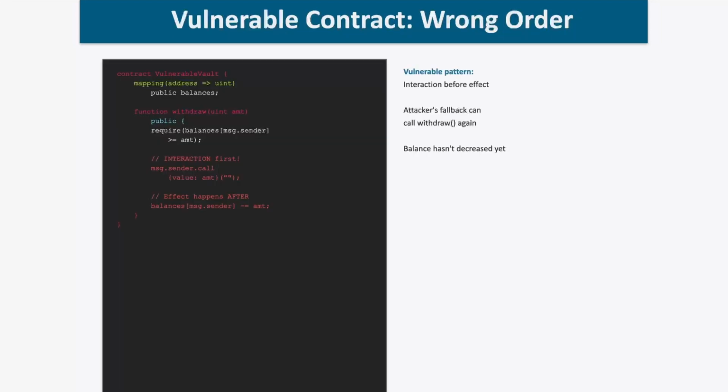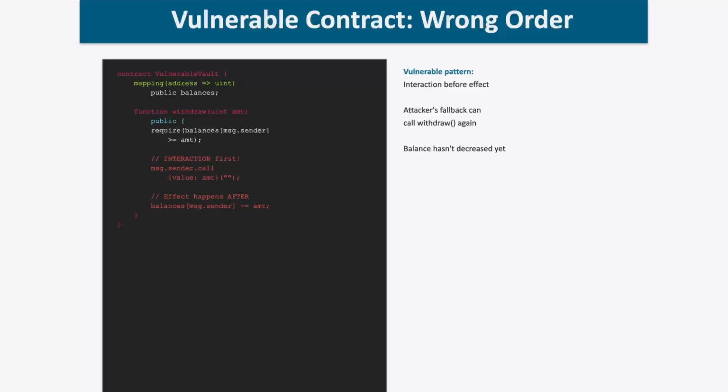Here is a vulnerable vault contract. Let me highlight the critical issue. This withdraw function checks the balance of the user, sends ETH to the caller, and reduces the balance. Notice the order. Steps 2 and 3 are in the wrong sequence. When message.sender.call is executed, control passes to the caller's code. If the caller is a contract, that contract's fallback function runs.